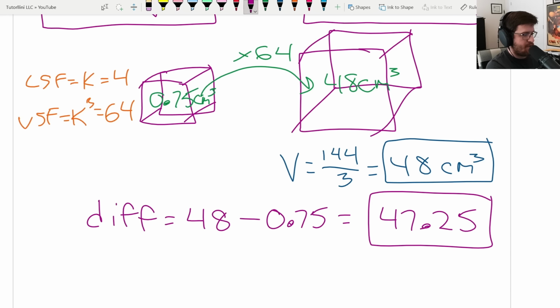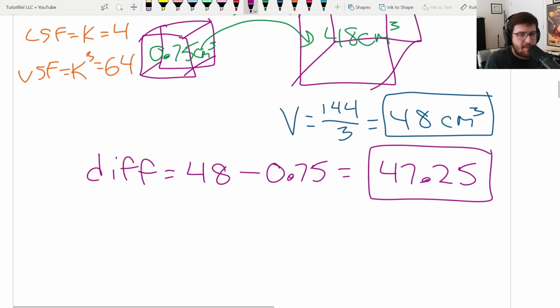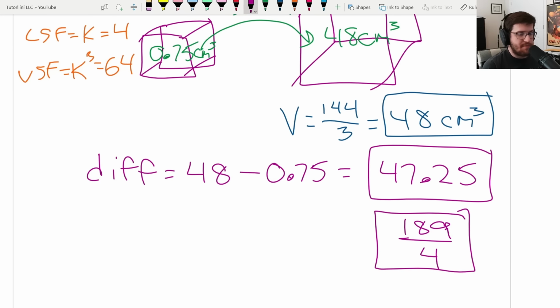And just for the sake of student-produced response, let's also go over any other possible answers. The fraction equivalent of this, if you put it in Desmos, is 189 over 4. That would also be acceptable. Both of these are 5 characters or less. So we can put them into the student-produced response on Blue Book app.